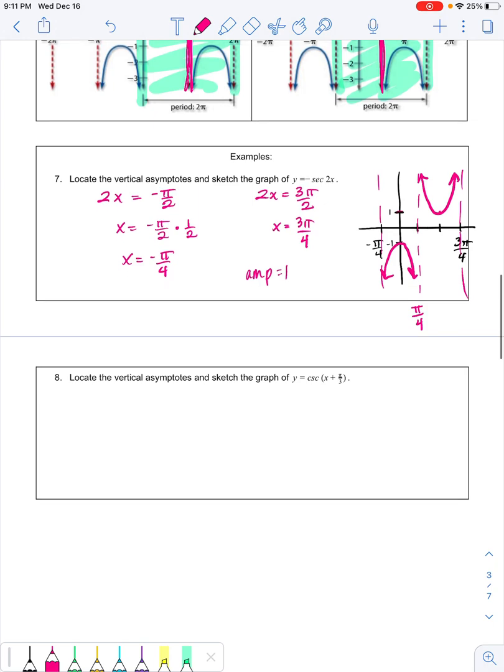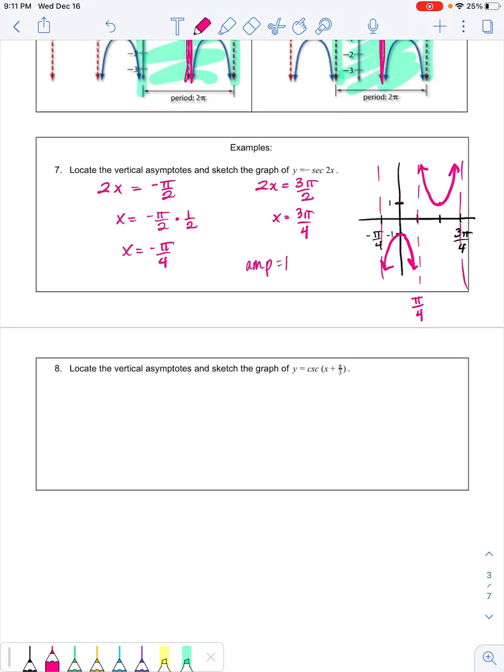Okay, let's try another one, number 8. Locate the vertical asymptotes and sketch the graph of cosecant of x plus pi over 3. And I'm actually going to change this one ever so slightly. I'm going to have us do 3 cosecant of x plus pi over 3. That way we can understand a little bit more about that idea of the amplitude and what it's going to do to the graph.